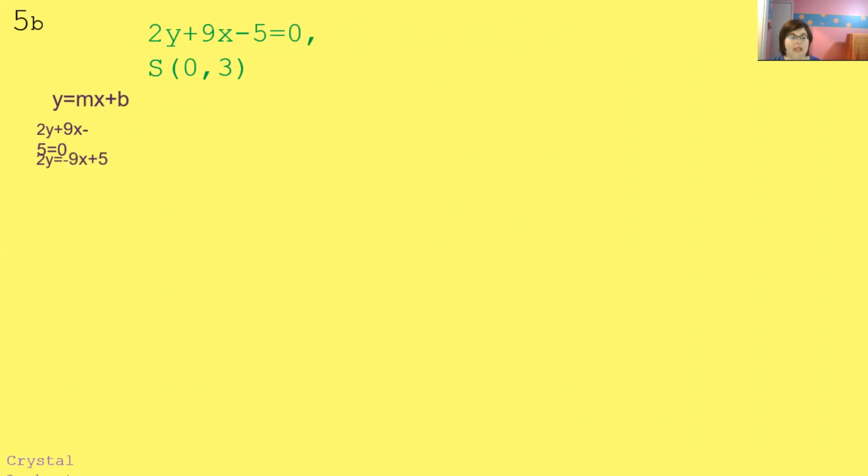2y is equal to -9x plus 5. And then we have to divide that by 2. So remember, we have to divide each thing by 2. So when we divide 2y by 2, that's just going to give us y. So y equals -9x divided by 2 plus 5 divided by 2. So that gives us the slope of our original line, which is -9 over 2. Then from there, now we're looking for the perpendicular line that runs through point 0, 3.